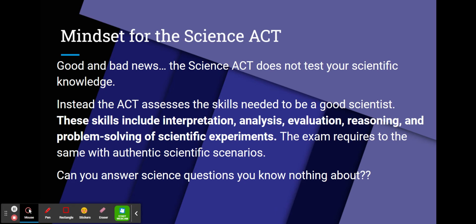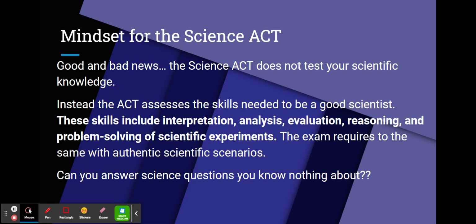So, can you look at a hypothesis? Can you look at an experiment? Can you look at data and graphs? And can you make predictions? Can you make interpretations? Can you do analysis? Can you find the information they're asking you about? So, you're going to get 6 to 7 authentic scientific scenarios, and you're going to be given some multiple choice questions about those scenarios. So they're based in science content, but they're evaluating your skills.